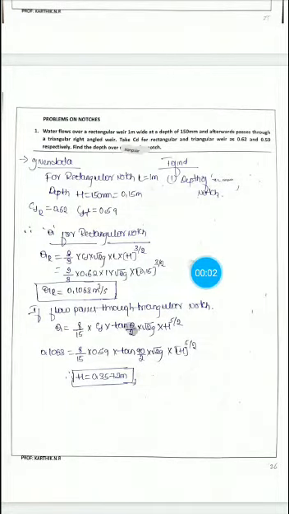Okay, in this video, we'll solve the problems on notches. Here the problem is: water flows over a rectangular weir 1 meter wide at depth 150 mm and afterwards passes through a triangular right angled weir. Take CD for triangular and rectangular weir as 0.62 and 0.59 respectively. Find the depth over the triangular notch. See, this is the given problem.